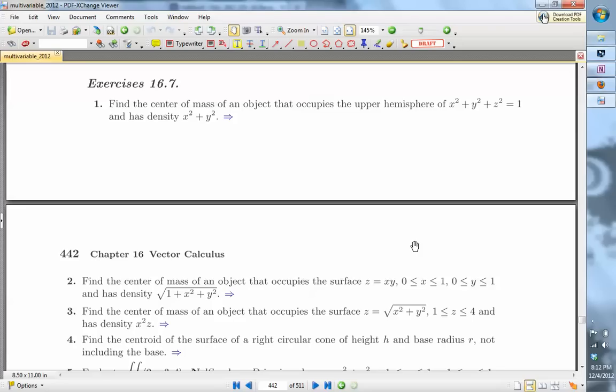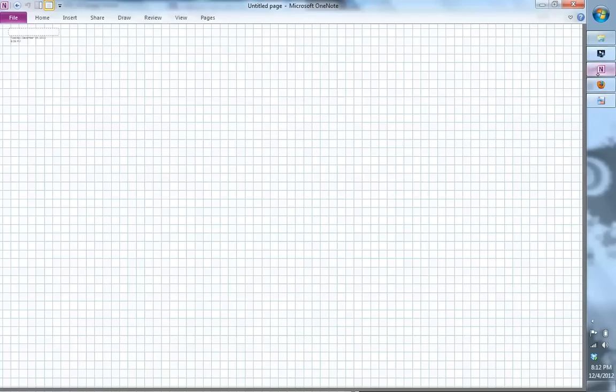So, to find the center of mass of this object, essentially what you have to do is build this integral. So the mass is the integral over the surface S of sigma dS. And this is not d vector S, this is just dS, in the sense that dS is equal to the magnitude of r_u cross r_v times du dv.